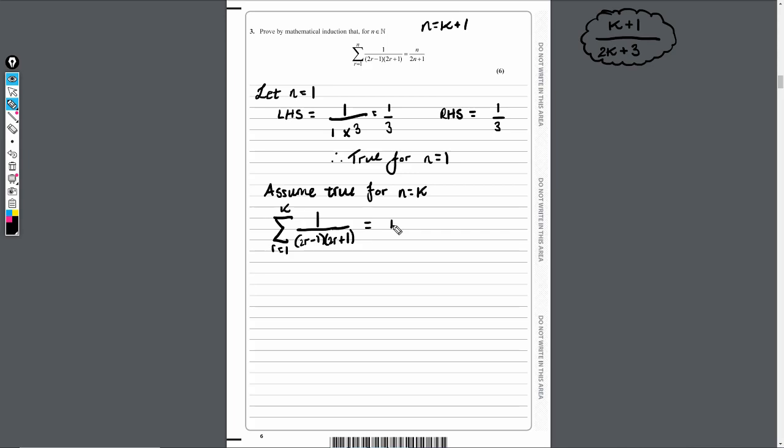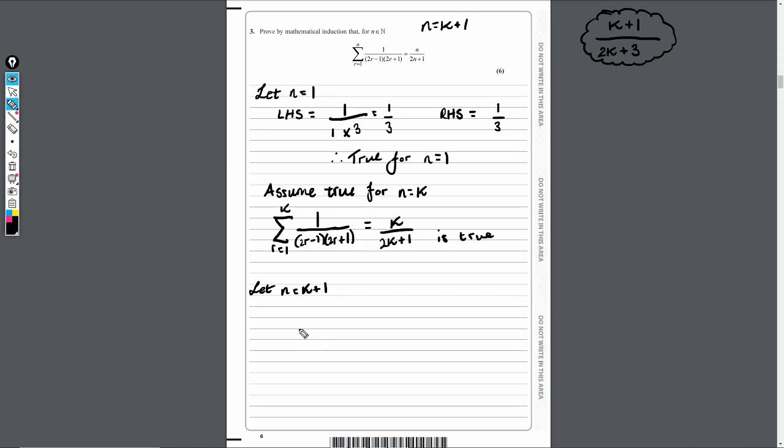So it'd be k over 2k plus 1. Okay, so we're saying that's true. So we've assumed it's true for n equals k. The next step now is to let n be equal to k plus 1. Okay, and once we've subbed this n equals k plus 1 in, at some point once we've simplified, we should end up with this expression here, this k plus 1 over 2k plus 3. So I let n equal k plus 1, how can we work out this series, the summation?